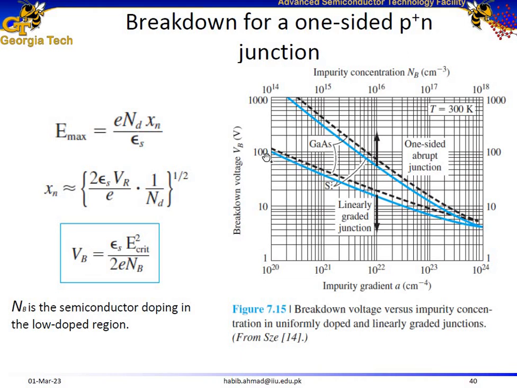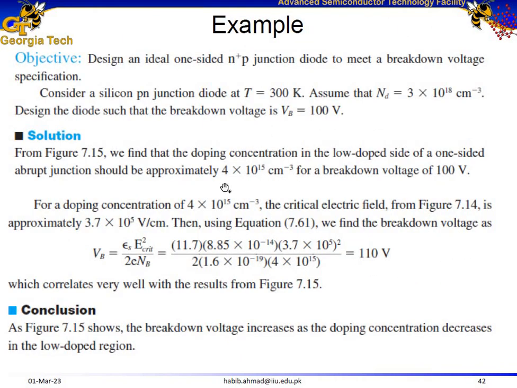The breakdown voltage is 100 volts for silicon, and this blue curve represents silicon. So for 100 volts, try to find the corresponding point on the blue curve. This is the point which intersects the blue curve for a breakdown voltage of 100 volts. At this point, the impurity concentration is approximately 4 times 10 to the power of 15 per centimeter cube. So we determined from the plot that the impurity concentration of the lightly doped material is 4 times 10 to the power of 15 per centimeter cube for a breakdown voltage of 100 volts.